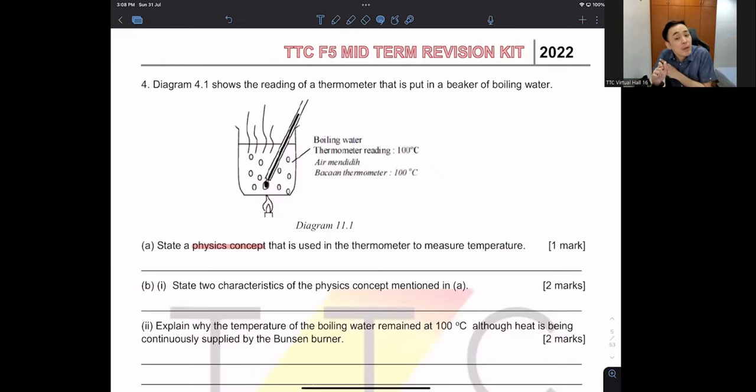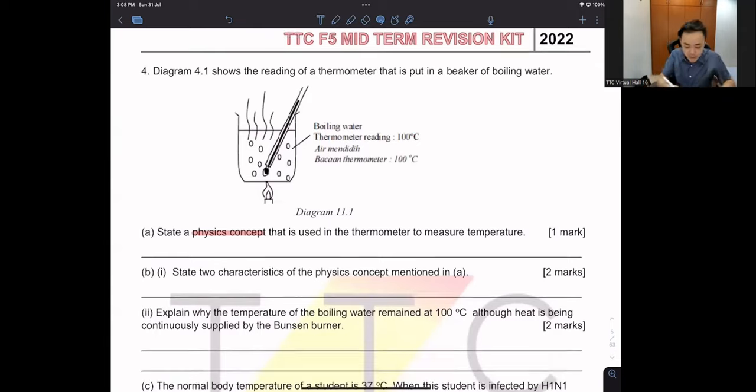Second thing, what else? This is actually the main thing here. The temperature must be the same. If the temperature is not the same, then not yet thermal equilibrium. And also one thing a lot of you forgot to mention, the two objects you want to consider in thermal equilibrium must be in thermal contact. Thermal contact means they are in contact and the heat flows between them. So that is the concept we're looking for.